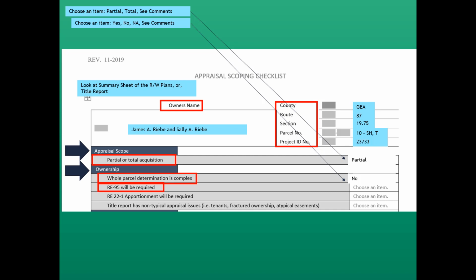And in this case, they're asking the question, will one be required? The answer to that was no. The third thing is, will an RE22-1 apportionment be required?